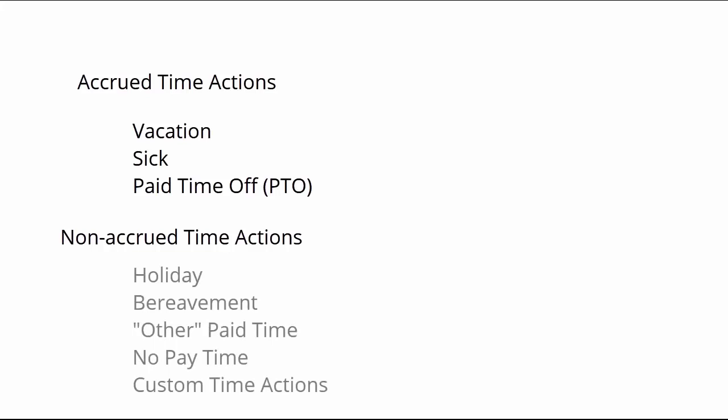There are two types of time actions we'll touch on in this video. The first is accrued time. This includes only three options: vacation, sick, and paid time off, or PTO. The second type is a group of non-accrued paid or unpaid times. These include holiday, bereavement, other paid time, no pay time, or custom time actions created by the admin. These times cannot be awarded on an accrual basis like the vacation, sick, or PTO.